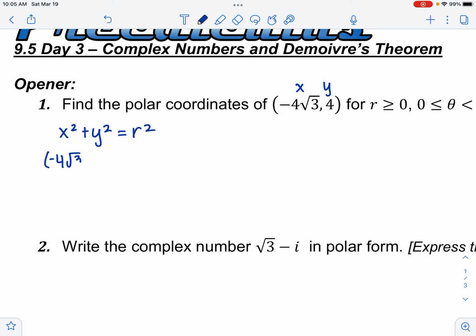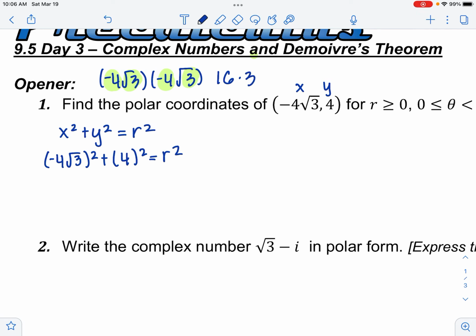So we have negative 4 root 3 squared plus 4 squared equals r squared. Negative 4 root 3 squared, as a reminder, is negative 4 root 3 times negative 4 root 3. And negative 4 times negative 4 is 16. And root 3 times root 3 is 3. 16 times 3 is 48. So this is 48 plus 16 equals r squared. 64 equals r squared, and then square root to solve.